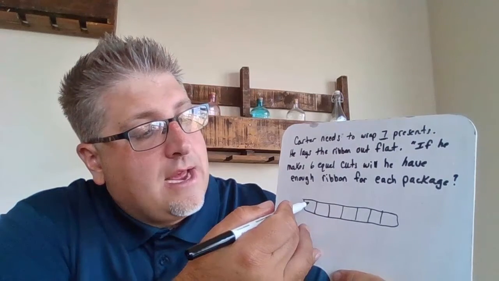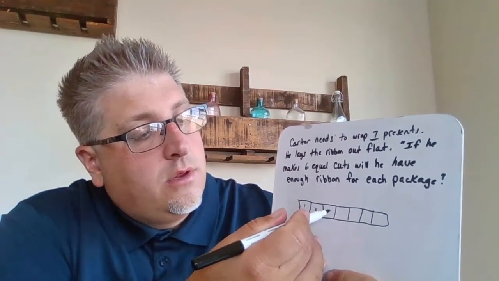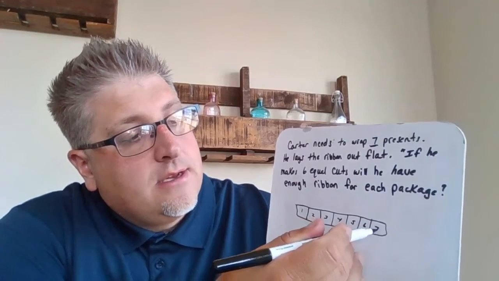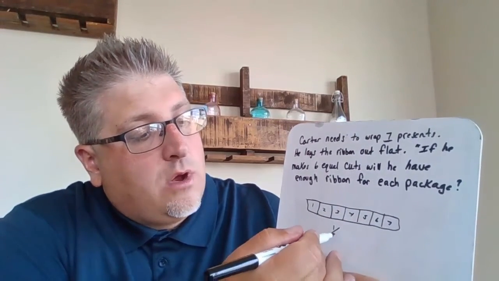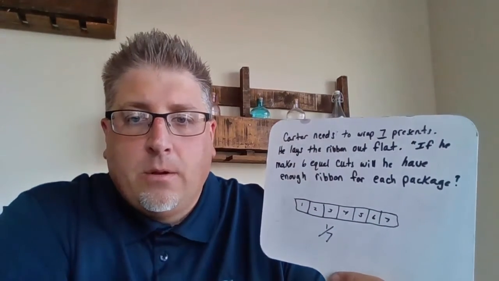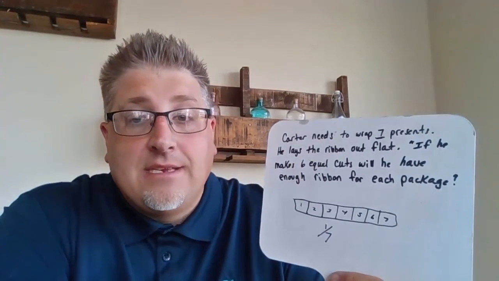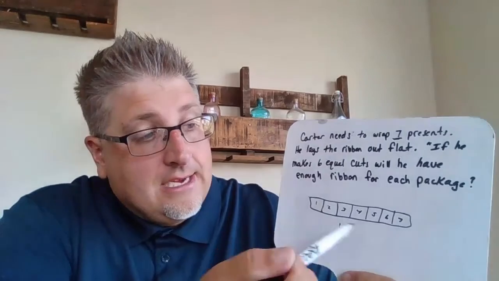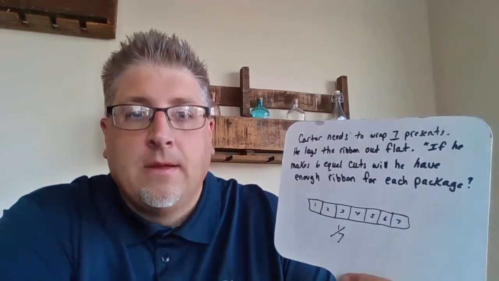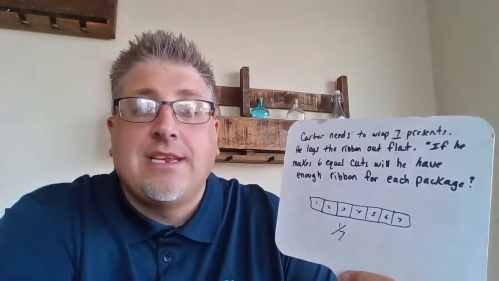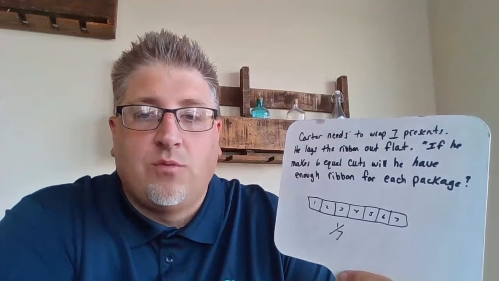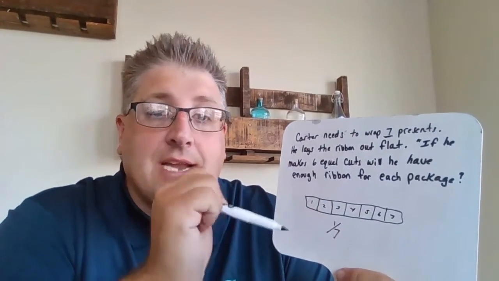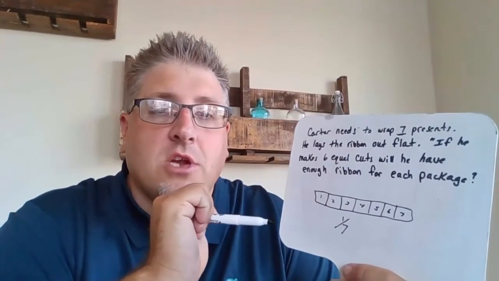Let's see how many ribbons we have. 1, 2, 3, 4, 5, 6, and 7. Okay? Carter needed 7 pieces of ribbon for 7 presents. If he cut it 6 ways, is he going to have enough ribbon? Absolutely. He cut it 6 ways. He's going to have 7 pieces of ribbon to wrap his presents. Okay, so that checks out. That is a correct statement. We'd be good to go on that.